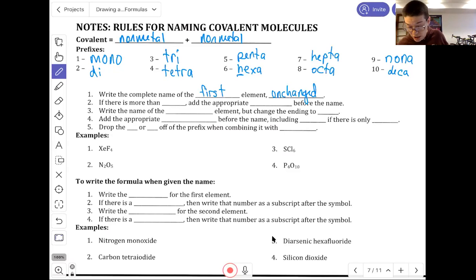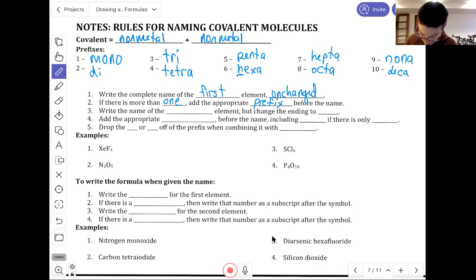If it's phosphorus, I just write phosphorus. If it's nitrogen, I just write nitrogen. I do not change any part of the name. But if there is more than one of them, then I have to add a prefix. So if there are 2 nitrogens, it would be dinitrogen. If there are 3 sulfurs, it would be trisulfur. But if there's only 1, I don't have to add a prefix for 1.